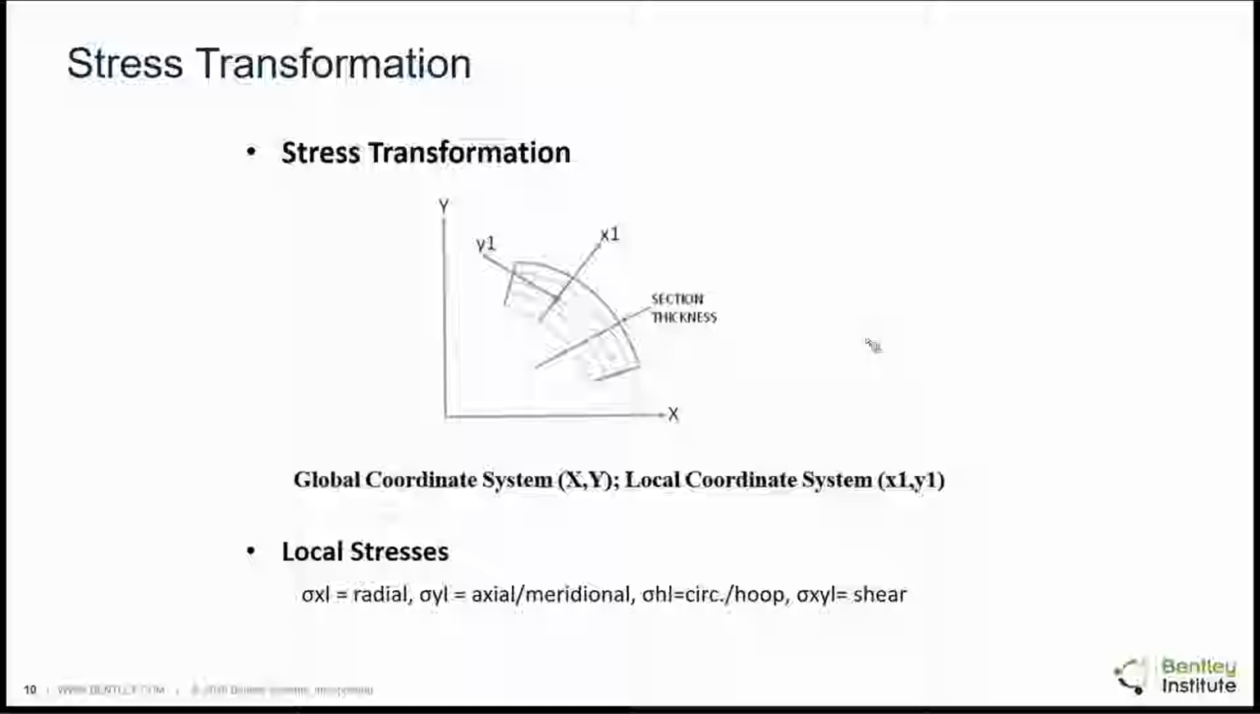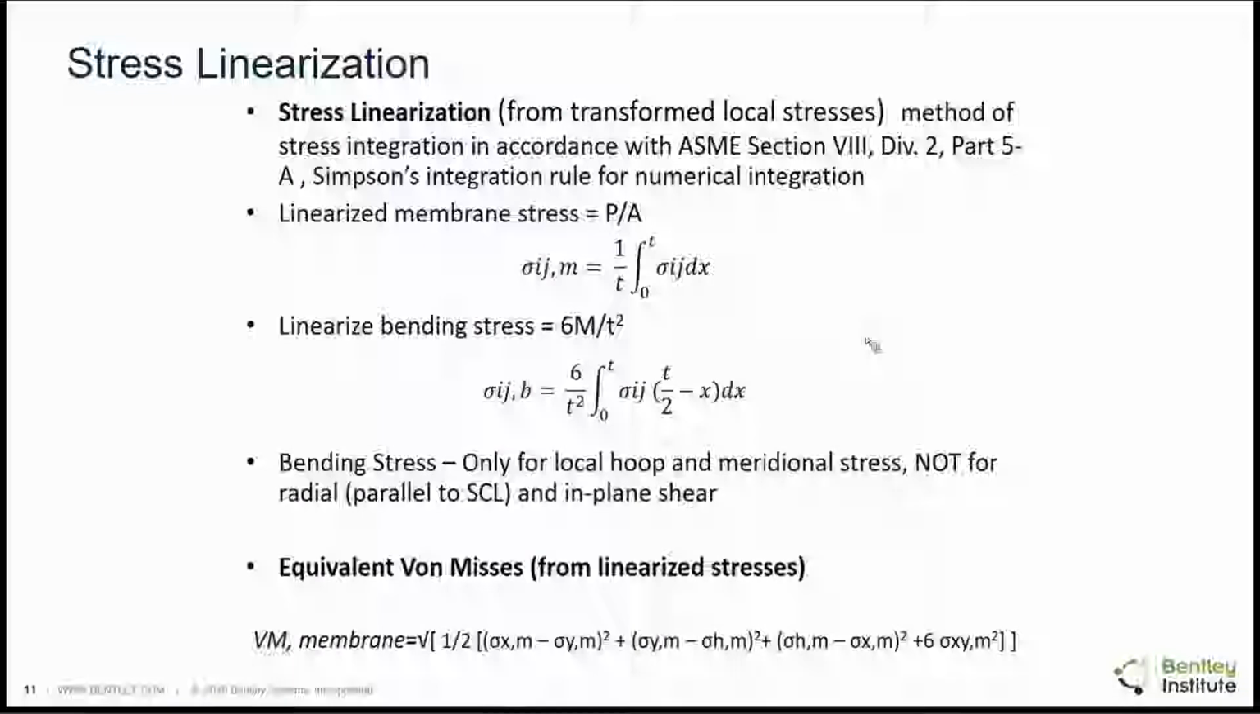These are the local coordinate systems, and for every SCL it will change. So from the global, the stresses are transformed into local stresses. Let's consider those as sigma XL, sigma YL, sigma HL, and sigma XYL. Okay, these are the local stresses. So once you get the local stresses, you have to perform the stress linearization from the transformed local stresses.